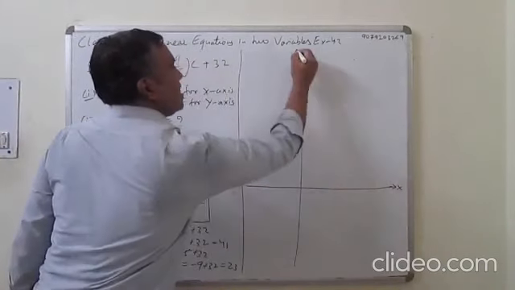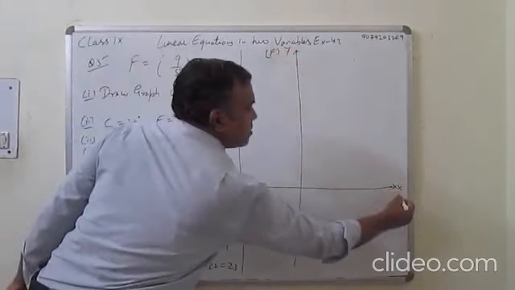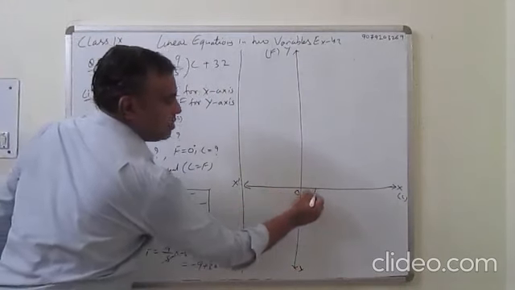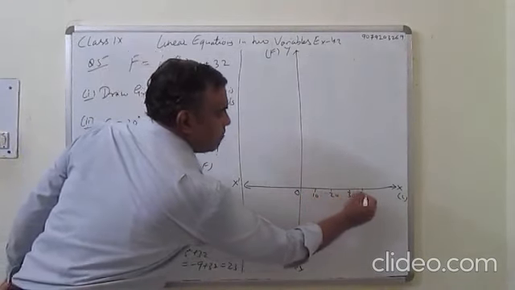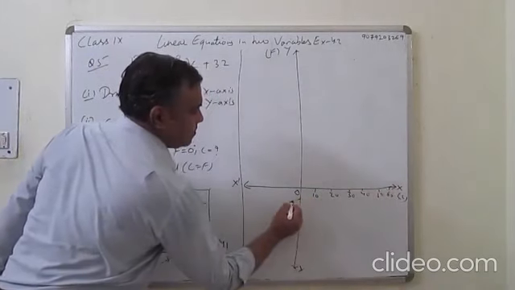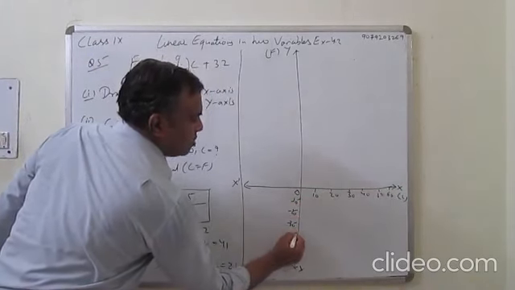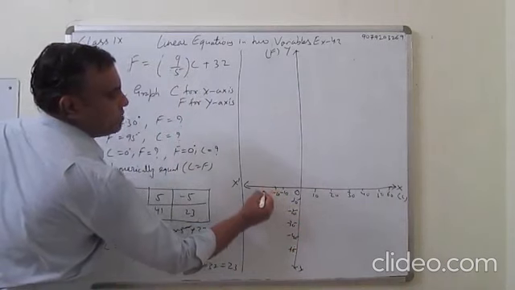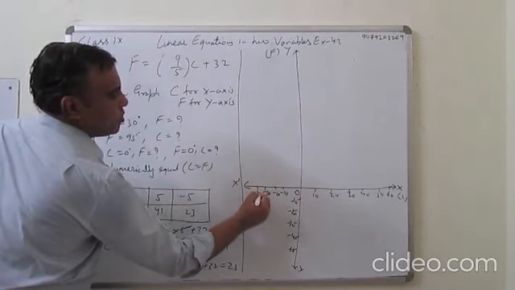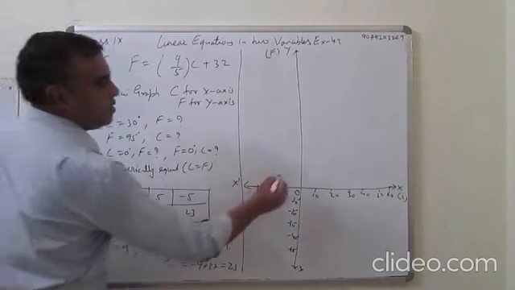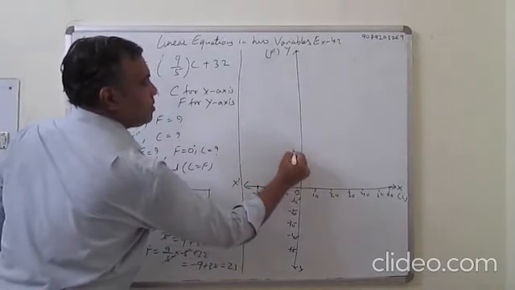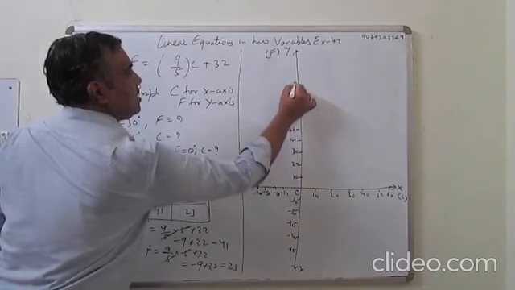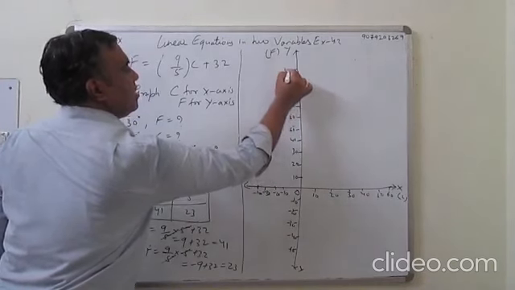This is x-axis Celsius, this is y-axis Fahrenheit, this is x dash, this is y dash, this is origin. 10, 20, 30, 40, 50, 60, minus 10, minus 20, minus 30, minus 40, minus 50 on the x-axis, and 10, 20, 30, 40, 50, 60, 70, 80, 90 and 100 on the y-axis.